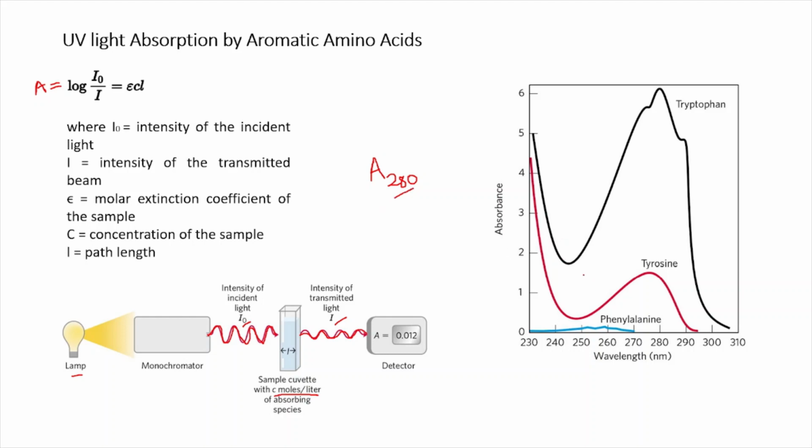If you look at the graph, tryptophan absorbs the highest at 280 nanometer; it has a peak at around 280 nanometer. Then we have tyrosine, and phenylalanine absorbs the lowest at 280 nanometer. So tryptophan absorbs the highest, then tyrosine, and then phenylalanine at 280 nanometer.